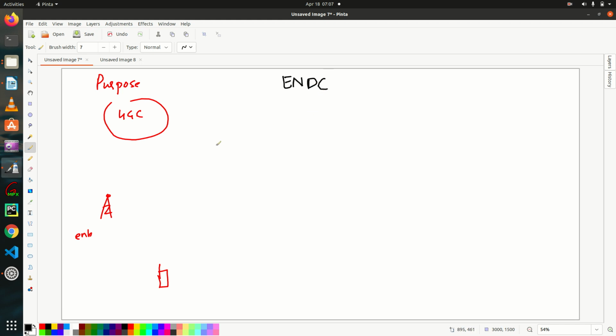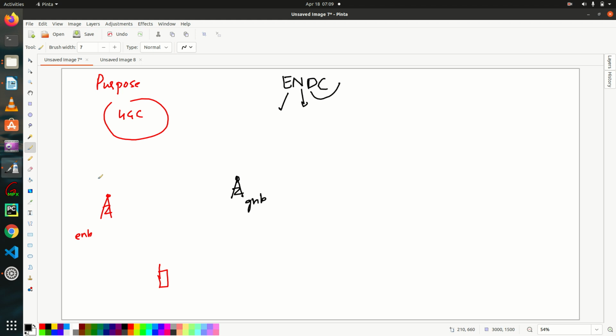E stands for EUTRAN, N stands for new radio, and DC stands for dual connectivity. So they have introduced a 5G base station, we call it G node B, at the radio side, whereas the 4G core node will remain the same as it was in the 4G network. So this is my ENDC architecture, you can say.